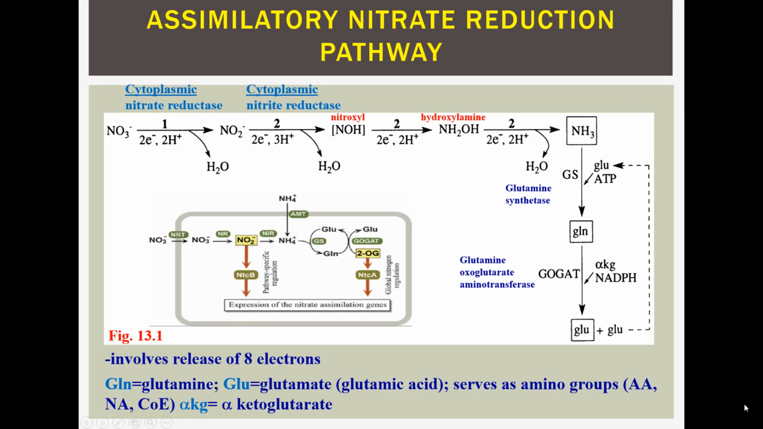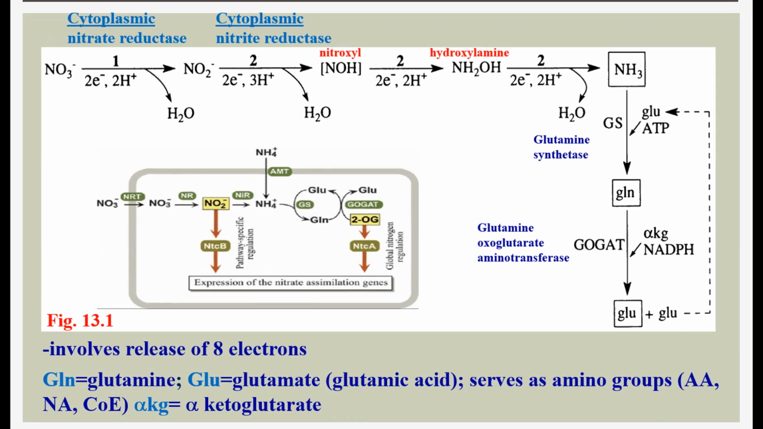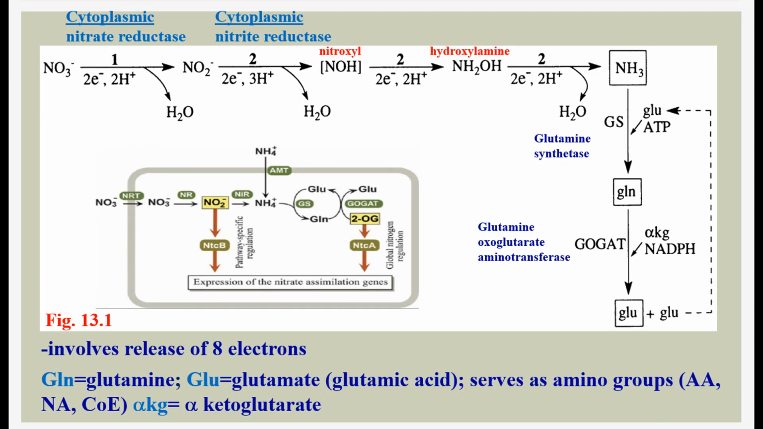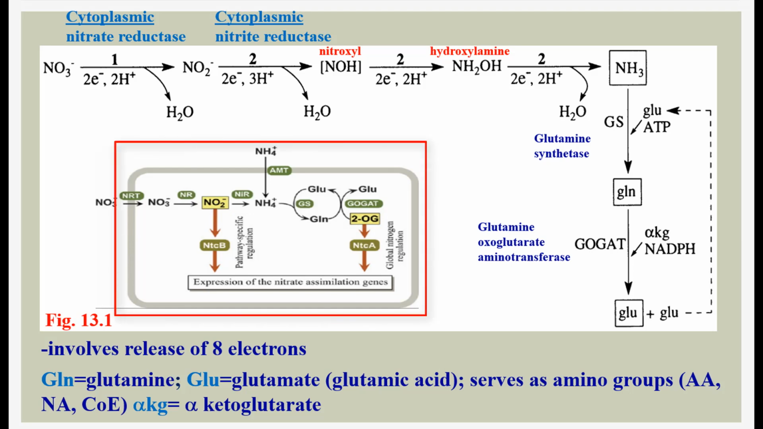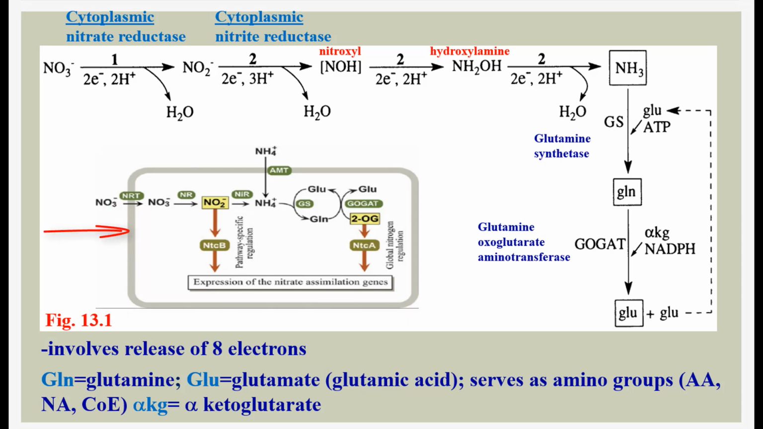So let's take a look at the nitrate assimilation pathway. This pathway is present in all prokaryotes that reduce nitrate to ammonia, which is then incorporated into the cell material as cellular nitrogen or biomass nitrogen. The enzymes are found in the cytosol and are not coupled to ATP formation. So here is the cell, here is the plasma membrane, and here is the cytosol.